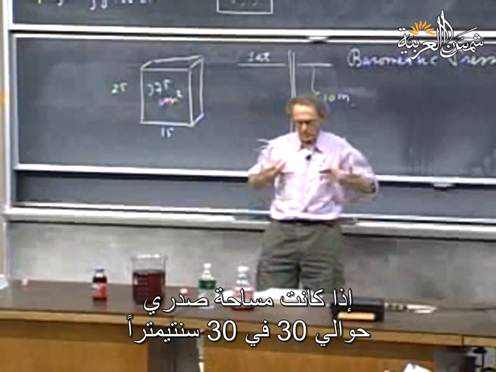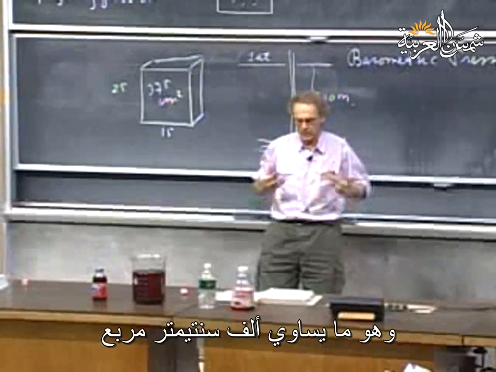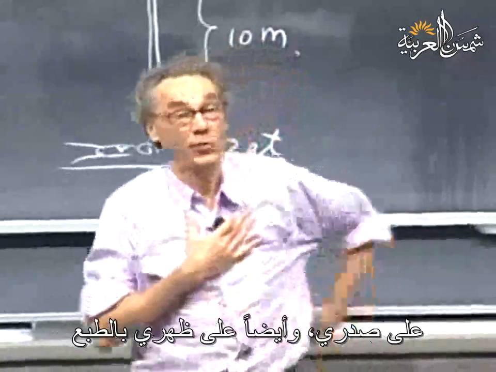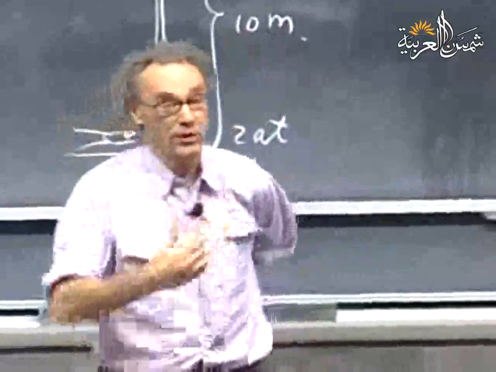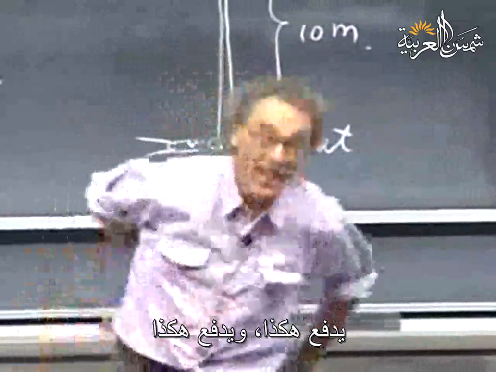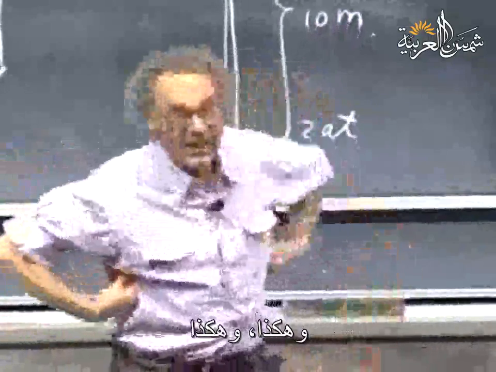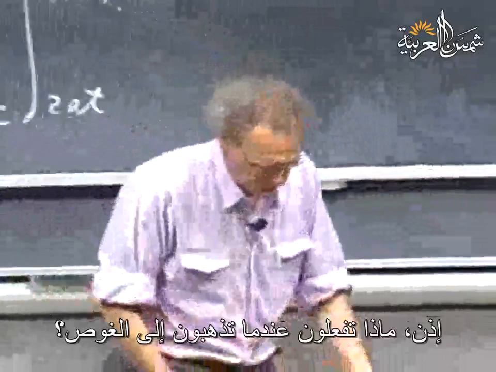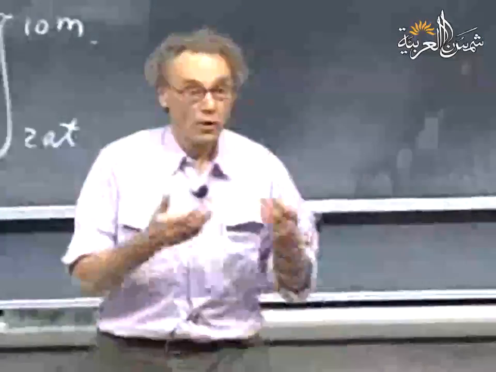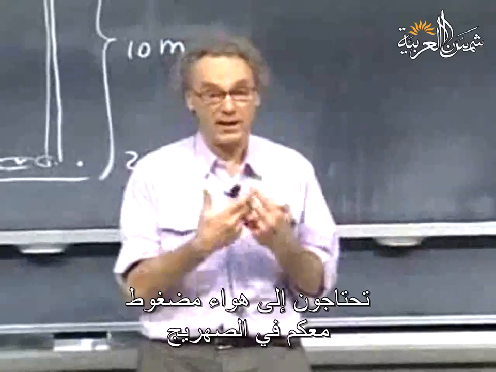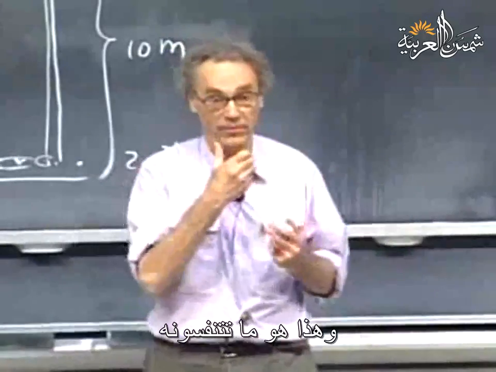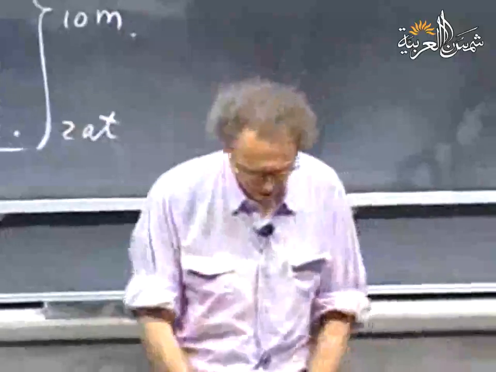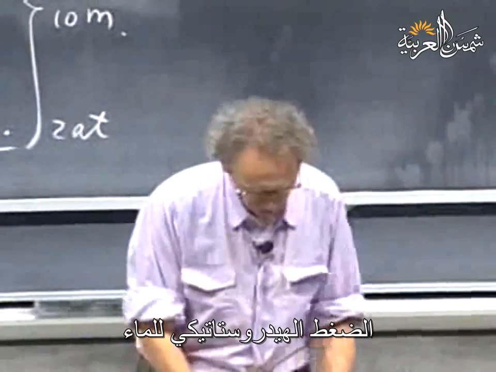If the area of my chest is some 30 by 30 centimeters, which is 1,000 square centimeters, it would be like having a 100-kilogram weight on my chest, and also on my back, of course. Because it's in both directions. It pushes like this, and it pushes like this, and like this, and like this. So you're really being squeezed to death. So what do you do when you go scuba diving? You need pressured air with you in the tank. And that you breathe. And so now with the pressured air, you can obviously counter the hydrostatic pressure from the water.